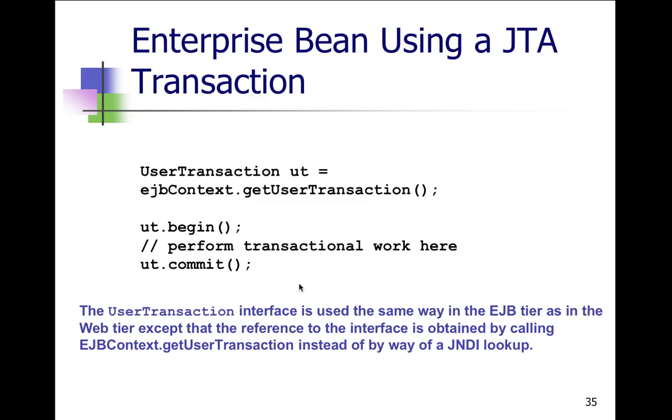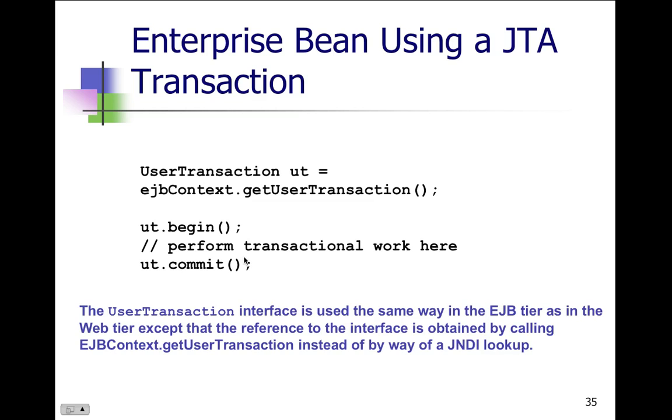So we have an enterprise bean using the JTA transaction. Same syntax as before. We're creating a user transaction object. We're saying begin the object, perform the transactional work, and then commit the object. So the interface is used in the same way as in the enterprise Java bean tier.